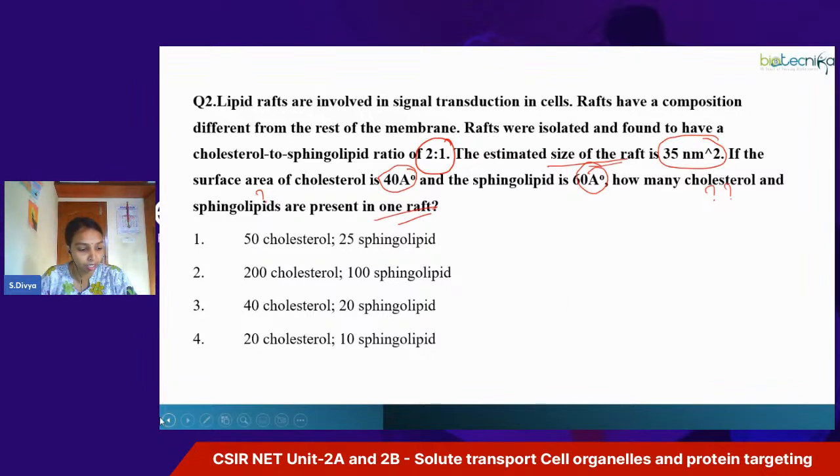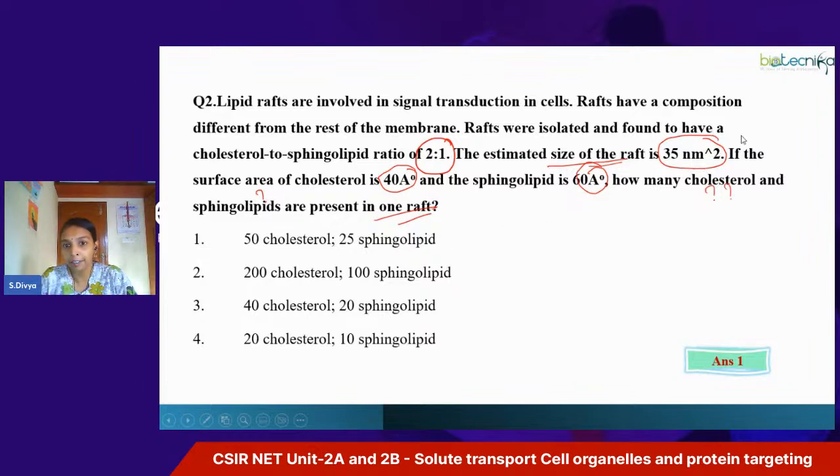See, let me give you the answer. Basically, as I told you, these are very rare questions. Okay, just try to understand. So, the correct answer over here is 50 cholesterol and 25 sphingolipid. Let's check how we got 50 cholesterol and 25 sphingolipid.